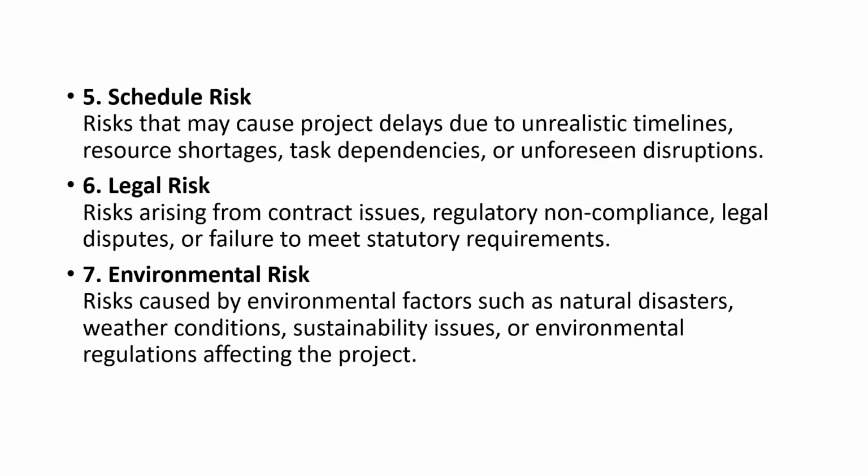Let us continue with three more important risk categories. The fifth is schedule risk. This refers to risks that may cause delays in the project timeline. These delays may happen because of unrealistic schedules, resource shortages, task dependencies, or unexpected disruptions. For example, if one critical task is delayed, it may affect other dependent activities and cause the entire project schedule to slip.